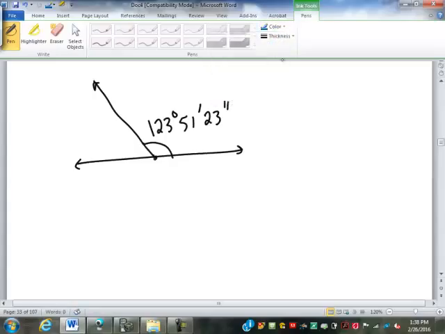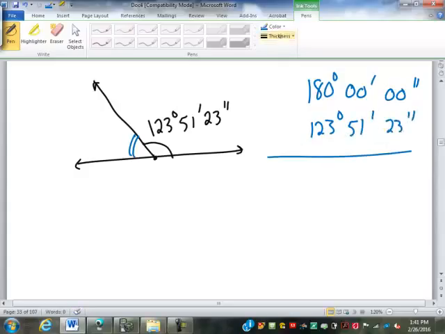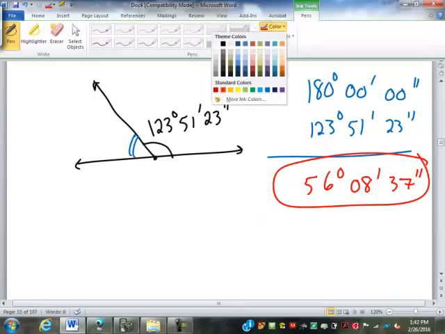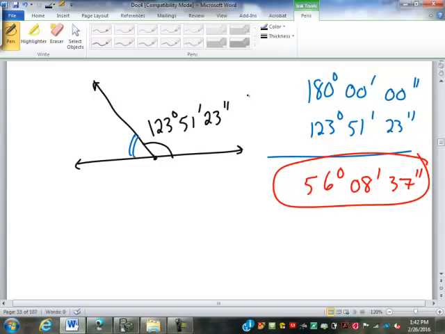If I give you this information in your notes, find that angle for me quick. So 180 degrees, 0 minutes, 0 seconds, minus 123, 51, 23. You should get 56 degrees, 8 minutes, 37 seconds. How many of you got that? How many of you have no clue how I got that? Good. Okay.